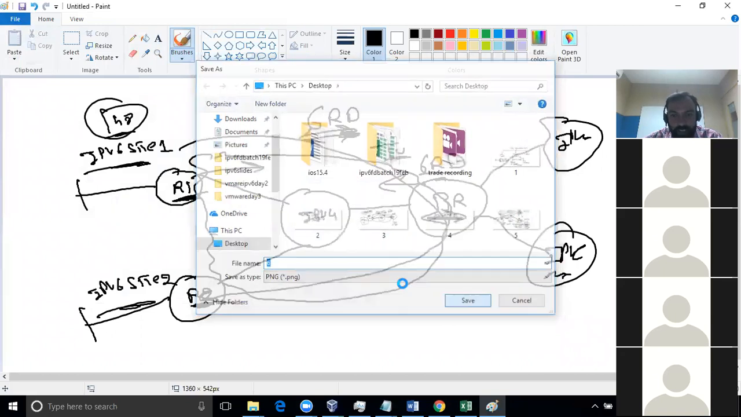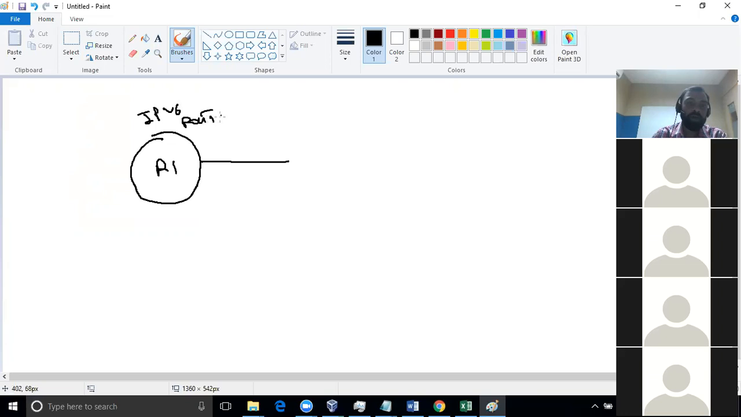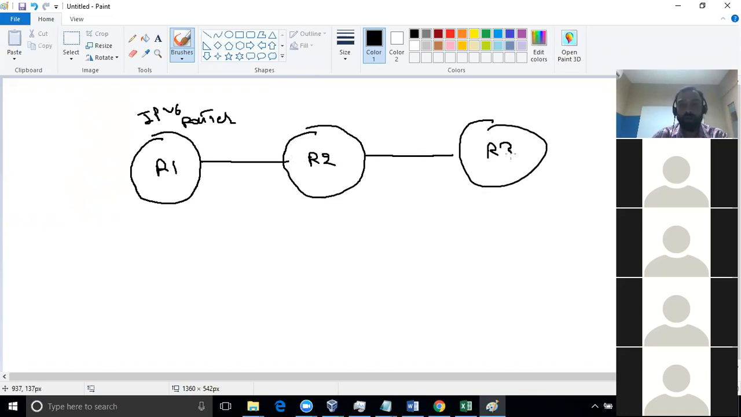So the idea is, let's say you as the organization is running IPv6. So this is my router 1, which is IP version 6 router only. Router 1 is connected with router 2, and this is also connecting your IPv4 network. So let's say this is my IPv4 router only, or IPv4 internet.